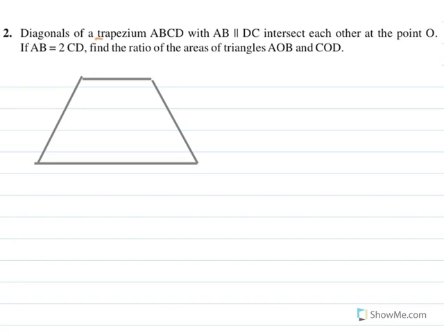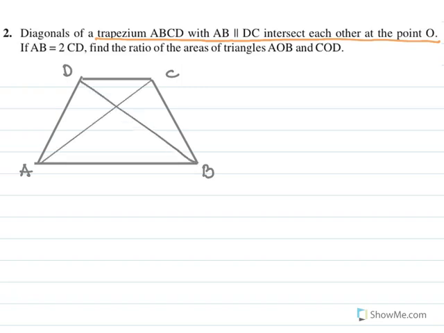The diagonals of trapezium ABCD, where AB is parallel to DC, intersect at point O. So here is our trapezium ABCD, and the diagonals intersect at O. So let's draw the diagonals. This is one diagonal and this is the other diagonal, and they intersect at O. It is given to us that AB is twice CD. Find the ratio of the areas of the triangles.